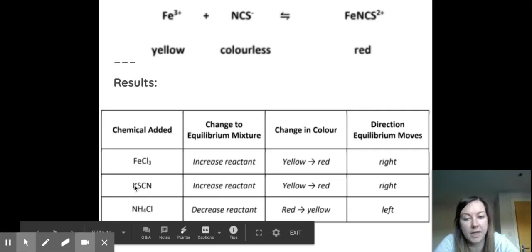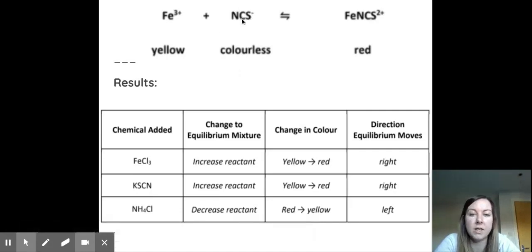That's going to split up into a potassium ion and a thiocyanate ion, which has this negative charge here. Again, we are increasing one of the reactants. When we increase that reactant, the shift is also to the right-hand side. It's going to make more products, which is observed by the red colour forming in the test tube. So if we add any of the reactants, we are getting a shift to the right-hand side and more red colour produced. Let's see what happens when we remove a reactant.